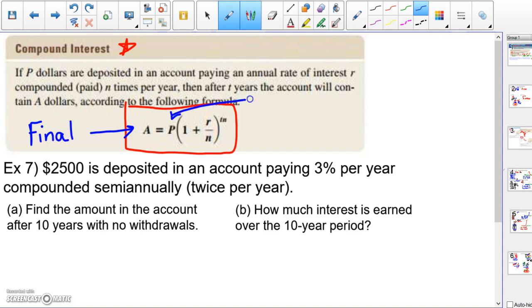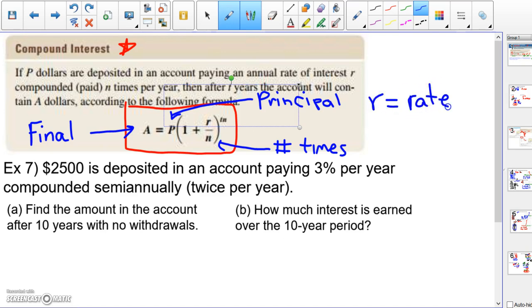and P is the principal or starting amount. R, of course, is the rate, the interest rate, and N is the number of times it compounds. And so T is in years, R is rate, and T is years. Okay, so knowing those letters is going to make these problems pretty much just plug and chug.